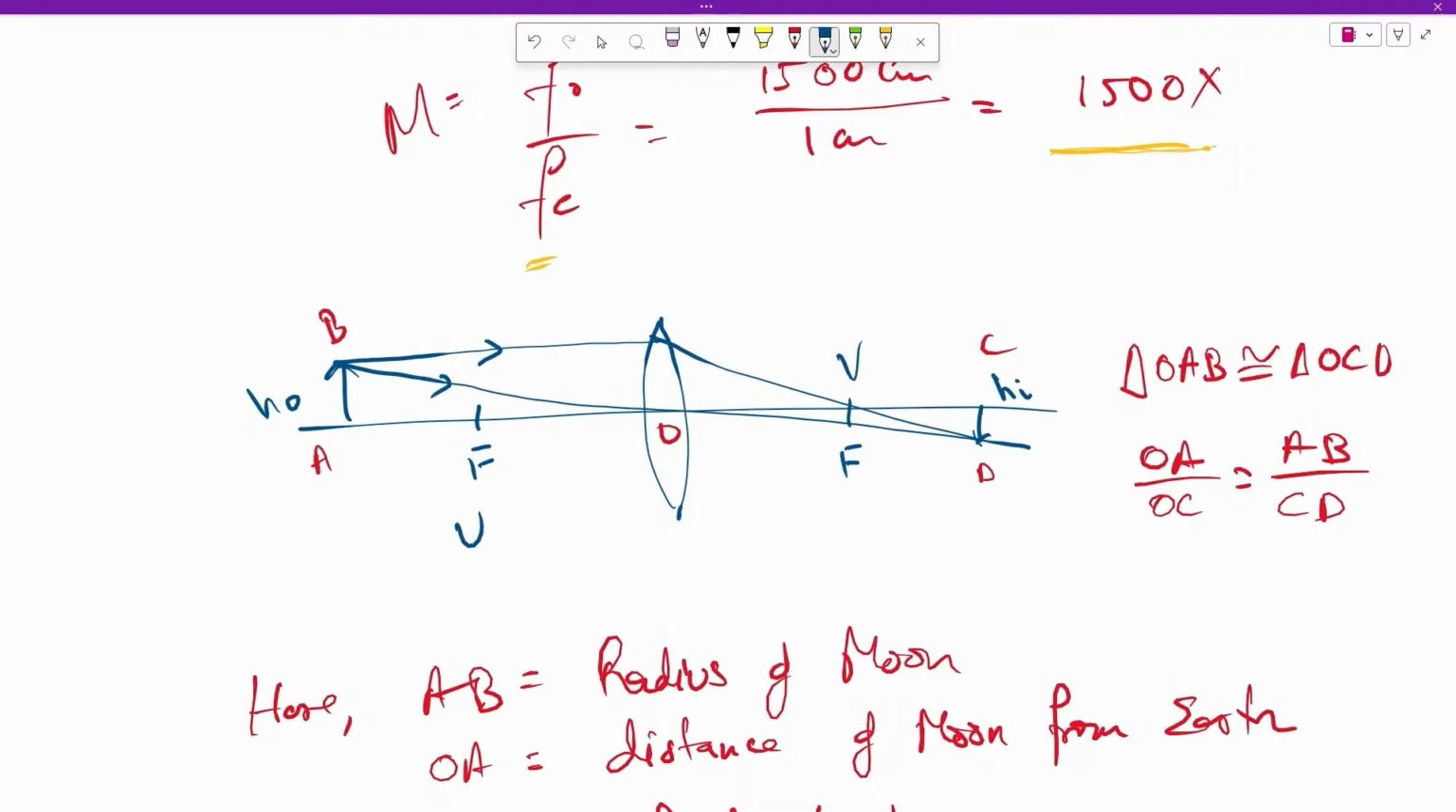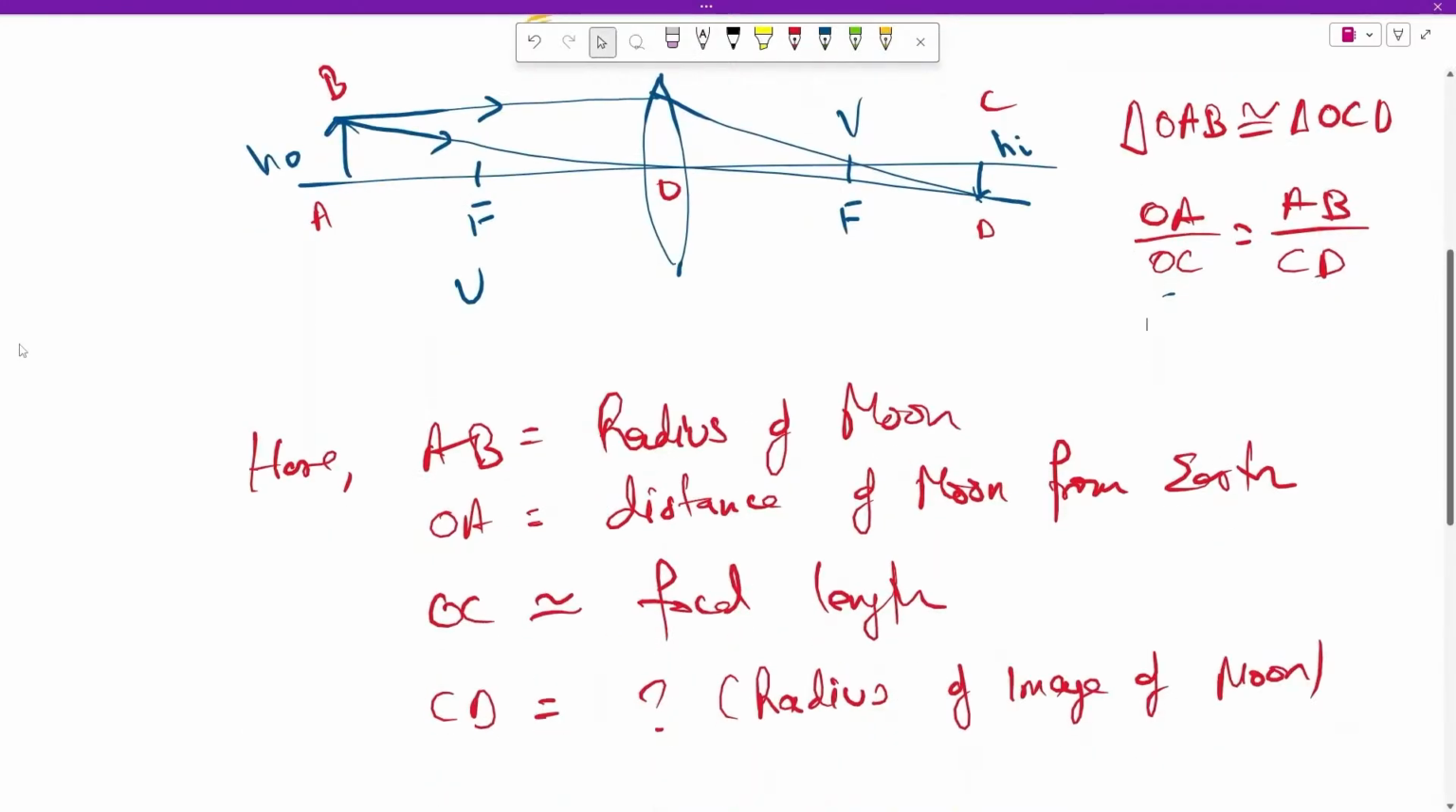So if we focus on the two triangles over here, that is OAB and OCD, these two triangles are always going to be similar. And we know the property of similar triangles is that the ratio of the similar sides are always equal. So in these two triangles, OAB and OCD, OA by OC will always be equal to AB by CD. So this question was asking, what is the radius of the image of the moon?